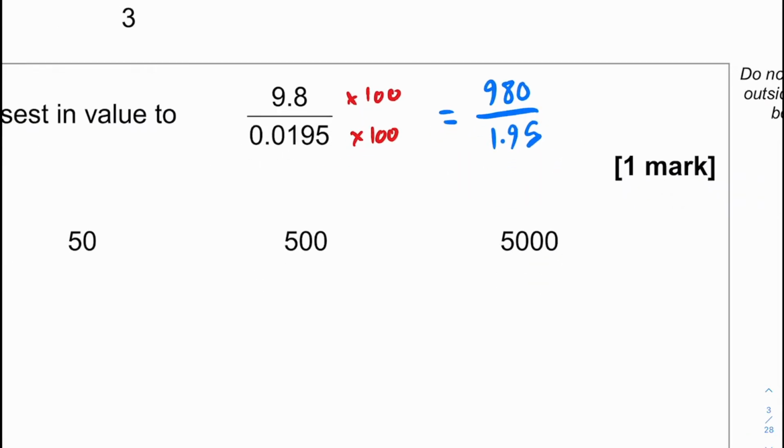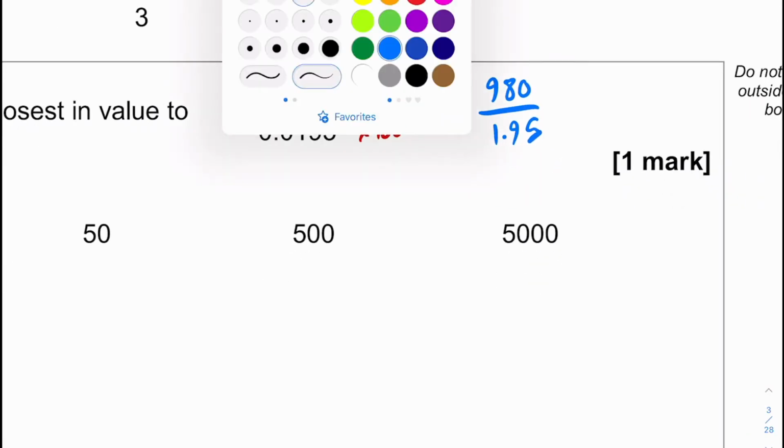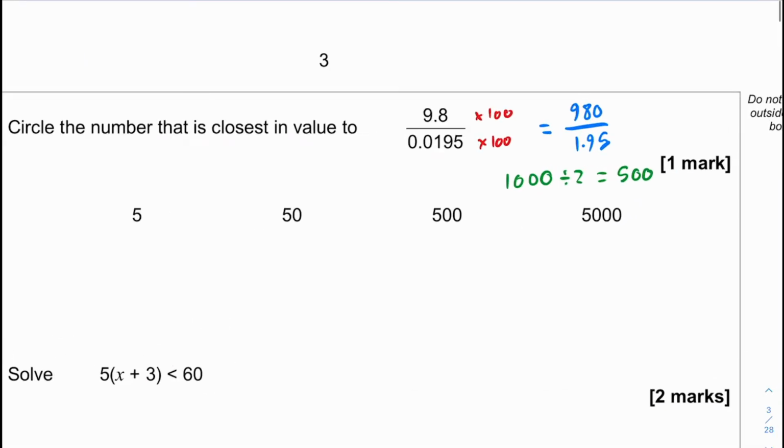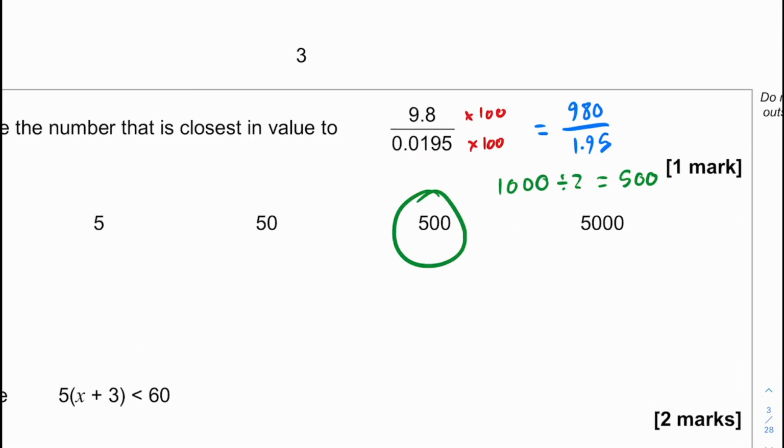So essentially now we're dividing our 980 by roughly 2, as 1.95 is really close to 2. In fact, we'll round the 980 up to 1000 as well, that's pretty close to 1000. So 1000 divided by 2 is of course equal to 500. So the closest answer is going to be the third one, 500.